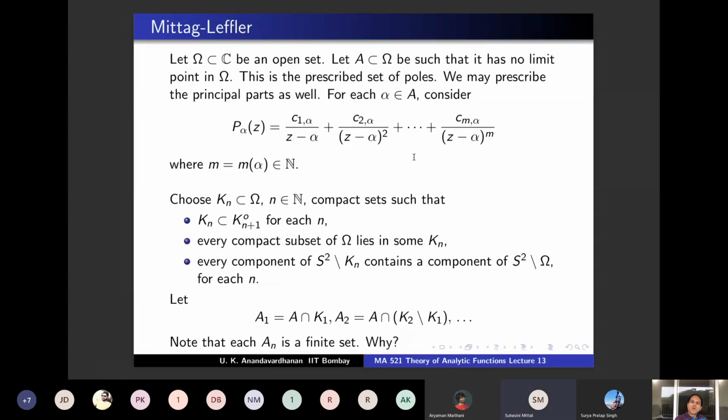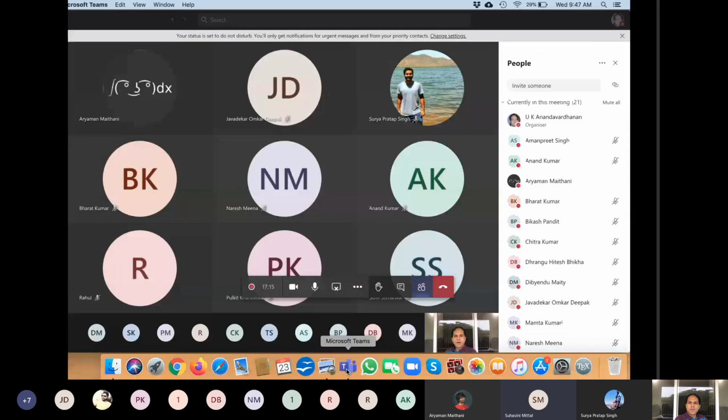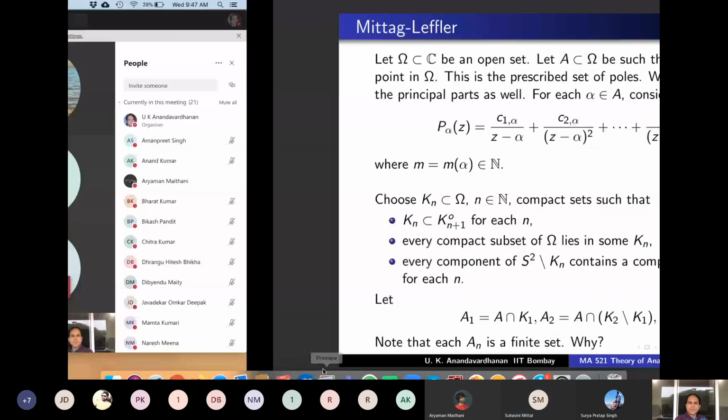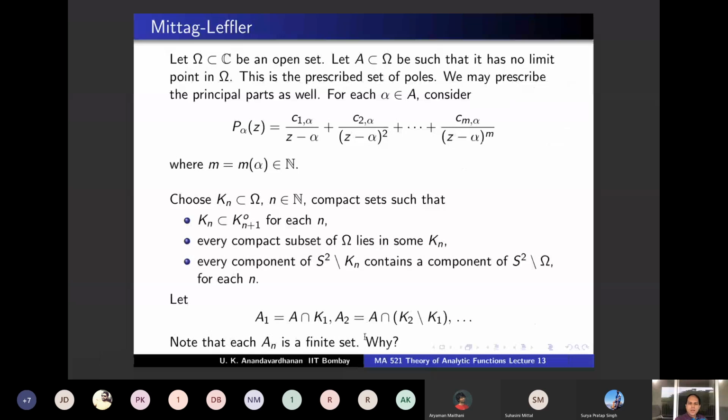So the reason is A does not have a limit point in omega. So An is contained in Kn minus 1. In particular, it's contained in Kn. And if it was not finite, it would be an infinite set inside a compact set, which will have a limit point in Kn and therefore in omega. Because it does not have a limit point, these are all finite sets. So that's what Ariman said, that's correct. So each of these is a finite set.